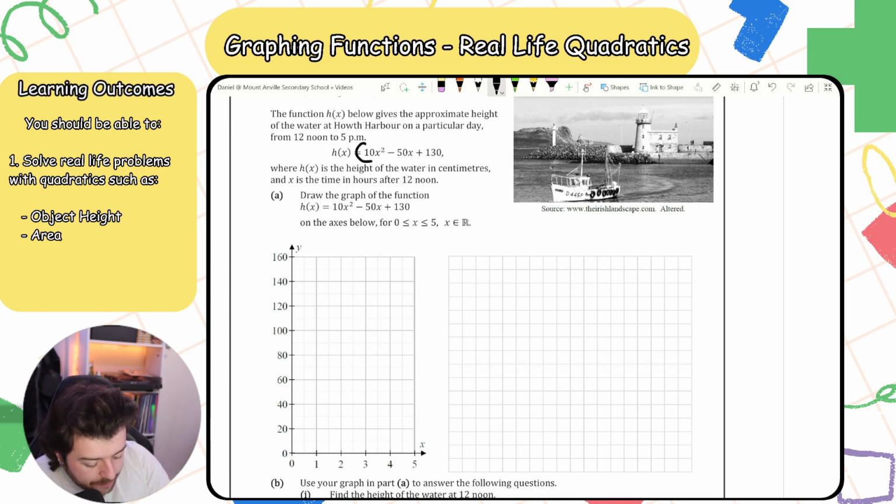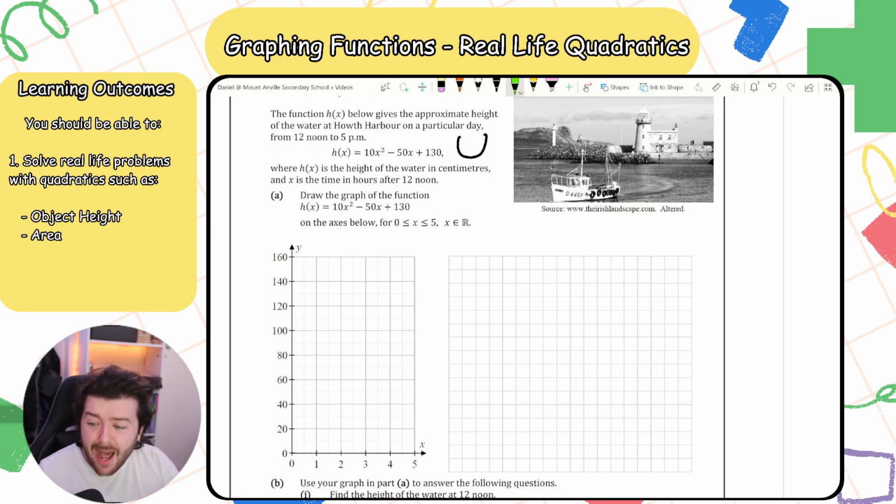The thing I notice here is that the number in front of my x squared is positive, so my graph is going to have a bit of a U shape to it. And that makes sense, right? Because h of x is the height of the water in centimeters, so we're looking at the tide throughout the day. It starts off high, it gets low, and then it increases again. So the tide is in and then the tide is going back out. So it makes sense that it would follow a quadratic shape like this.